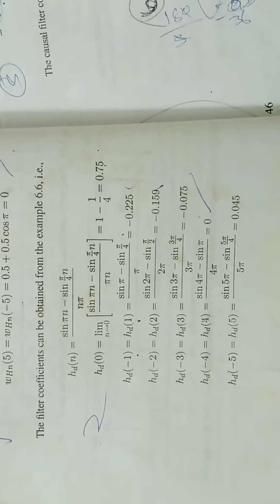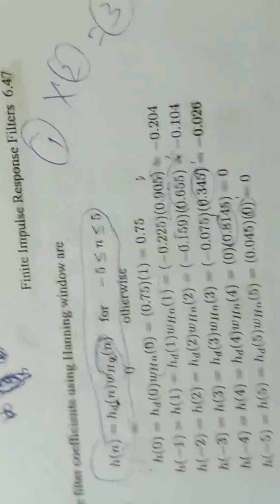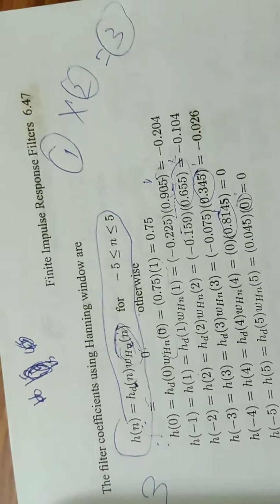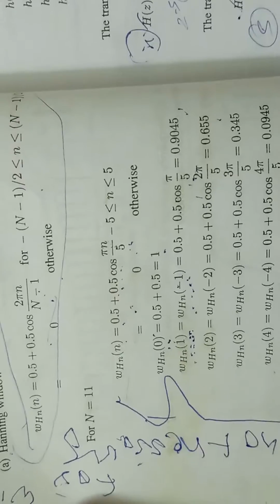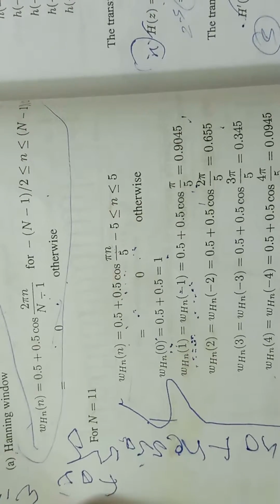After determining the value of hd of n, is it clear? We know that h of n is equal to hd of n into that particular technique. Since the technique here is the Hanning window, in the starting itself we have to consider the Hanning window. whn of n is equal to 0.5 plus 0.5 cos of 2 pi n divided by N minus 1.